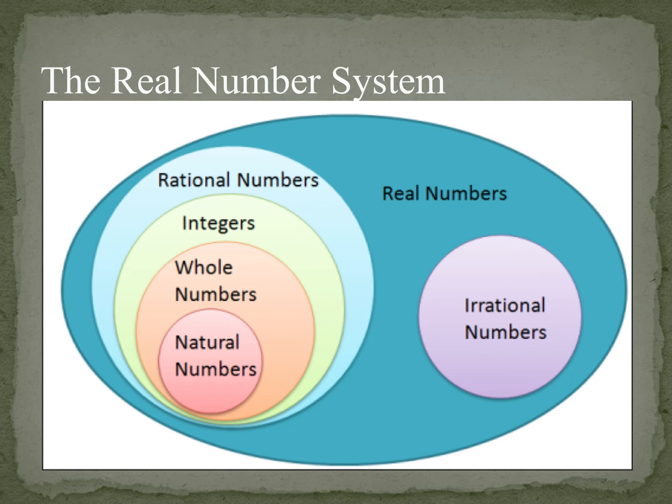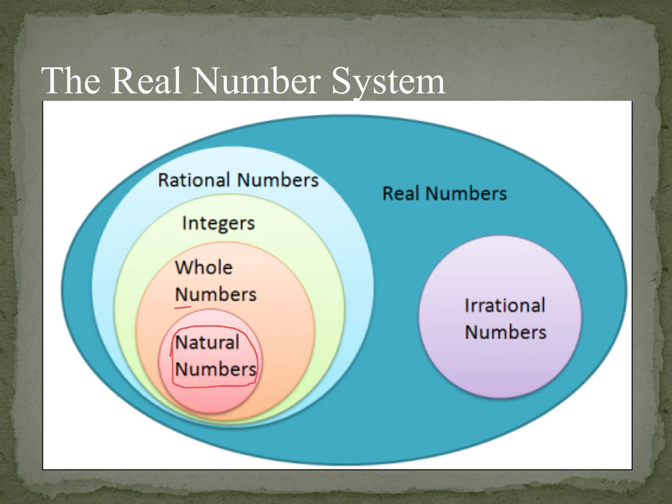The smallest circle here is called natural numbers. Natural numbers are your counting numbers. So think about when you learned to count things: 1, 2, 3, 4, 5. Those are your natural numbers.